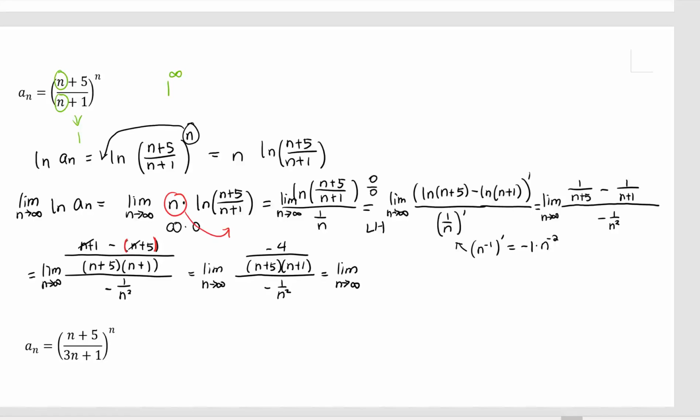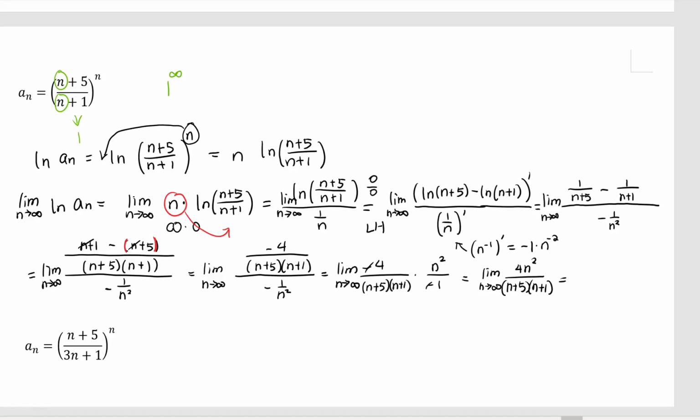What is that? Well, do you remember that a over b over c over d is a over b times d over c? So a is like minus 4, stay on top. The b stays downstairs. The c is like minus 1, you put it in the bottom. And d is like n squared, we put it on the top. So the minus signs cancel, right? And then we get 4n squared over n plus 5 and n plus 1.